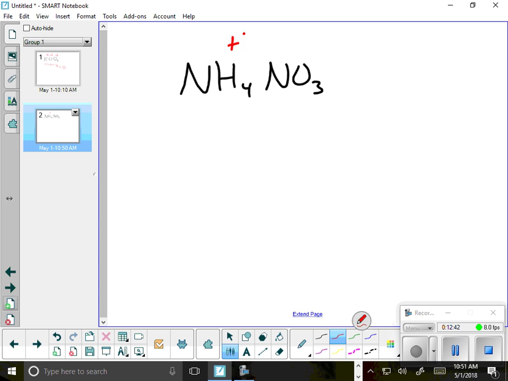Hydrogen's a +1. The only time hydrogen isn't a +1 is if it's bonded to a metal. That was rule number 5. So Hudson saw that there's no metals in here, so he knew hydrogen was a +1. And then oxygen's almost always -2. Are there several options for nitrogen? Yeah. And that's what makes this a little tricky, is there's several options for nitrogen.